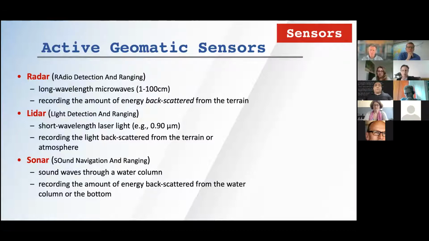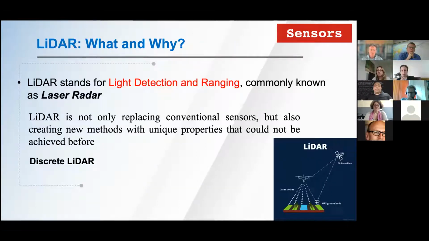And LiDAR technology is kind of the same technology, but it uses short wavelength laser light. So it's much more efficient in terms of precision and the capacity to measure things and objects in space and time. And sonar, it's obvious that it uses sound signal. So all of these technologies are active geomatic sensors.